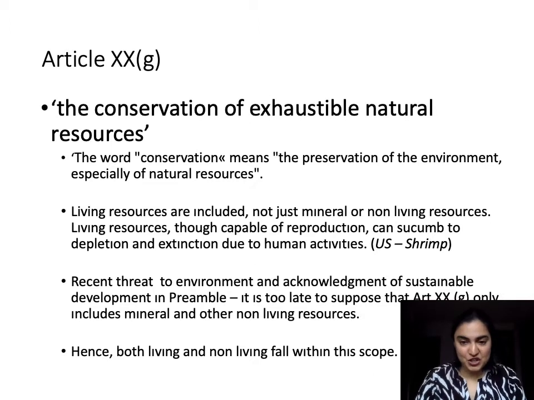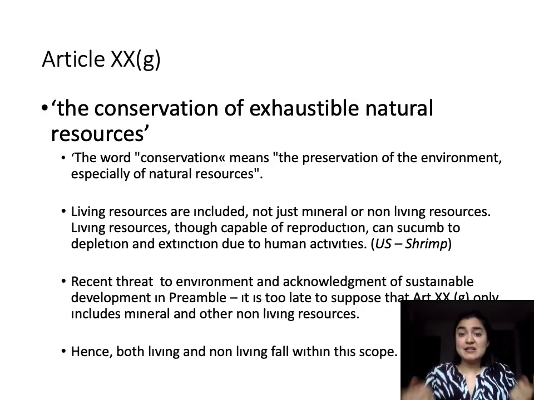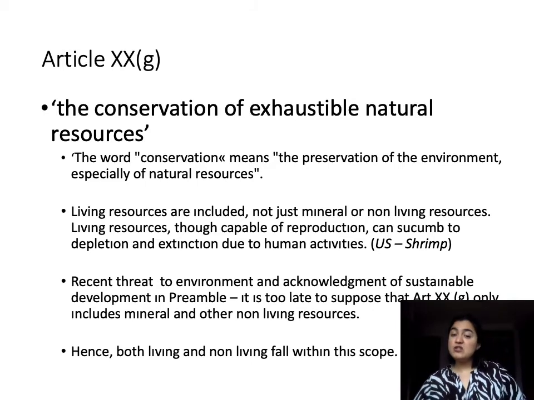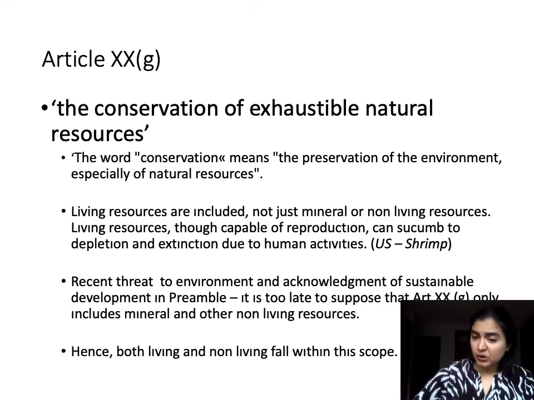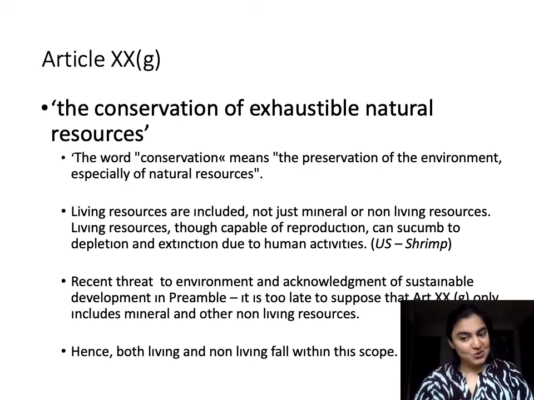Requirement number 1, conservation of exhaustible natural resources. What is conservation? It is the preservation or protection of the environment or any other kind of natural resource. And then what is an exhaustible natural resource? Well, there has been a huge debate about this because there have been several cases where parties have argued that because the word is exhaustible natural resource, this resource must be non-living, because living resources are capable of reproduction and therefore they are not exhaustible. They can never be exhausted. They can reproduce and regrow and come back to life. However, that is no longer the case.